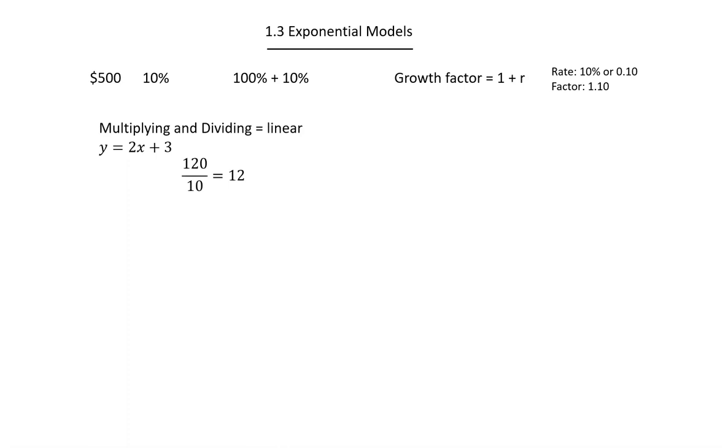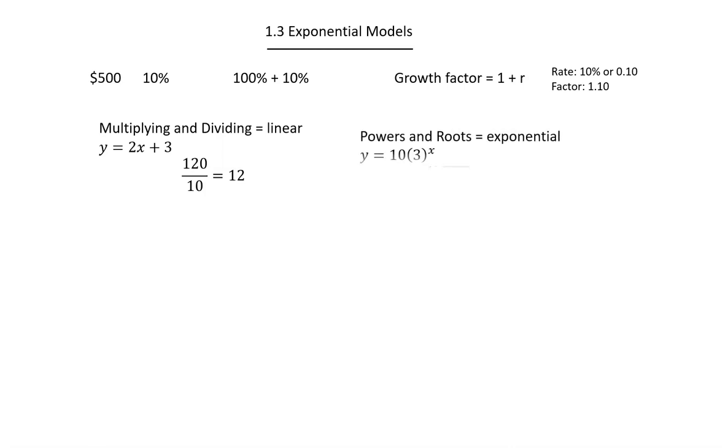Now, if we're multiplying and dividing, we're dealing with linear growth. So y equals 2x plus 3, we have 2 times x. We're growing at a rate of 2 every x units. If I had a growth amount of 120 over 10 months, I'd divide 120 by 10 to tell me I'm growing 12 units each month.